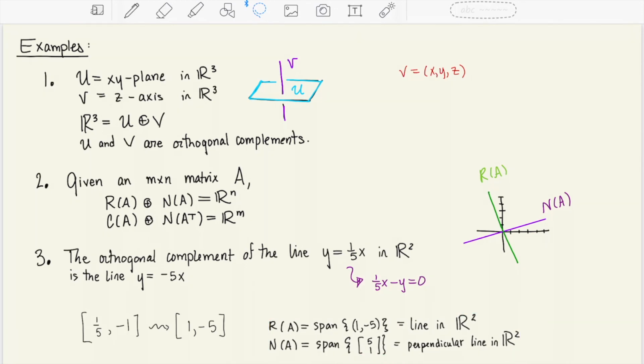Using this, it's easy to see that the row space is the span of the vector 1, minus 5, which is this line in R2 that we've indicated with green. And the null space is the span of the single column vector 5, 1, which is the perpendicular line that we've indicated in purple, also drawn in R2. These are orthogonal complements of each other, and clearly they intersect only in the 0 vector, which we're seeing here as the point 0, 0, the origin in R2.